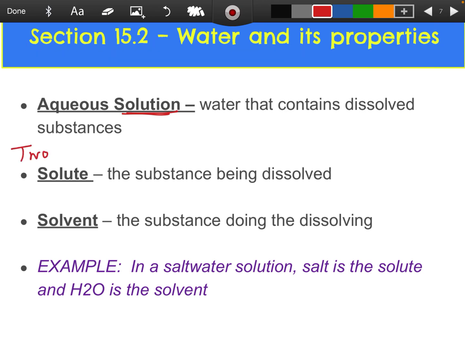In a solution, you have two parts: the solute and the solvent. The solute is the substance being dissolved. I always say it's what you put in. And then the solvent is the substance doing the dissolving. So if you have a saltwater solution, salt is what you put in, so that would be the solute. And then water would be the solvent, and water is doing the dissolving.